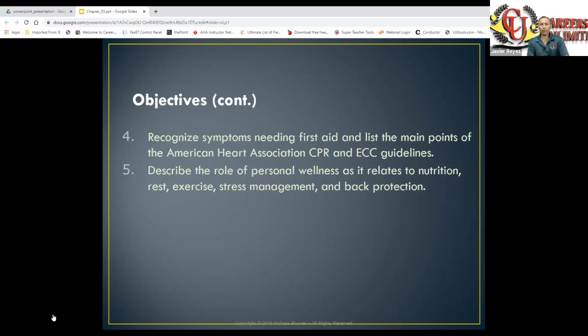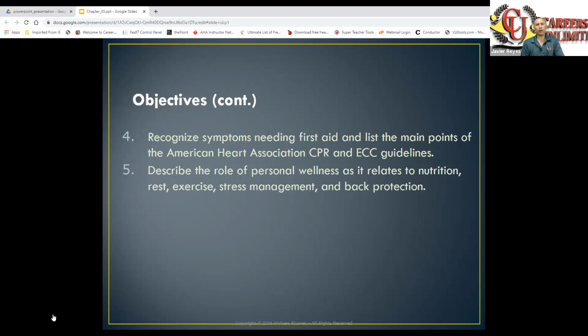If you don't have CPR training, make sure you get with Ms. Reyes. I believe we might be having one tomorrow from 9:30, it's an hour and a half, more or less, maybe until 10:30 or so, 10:45. So please get with Ms. Reyes if you have not obtained your CPR certification.